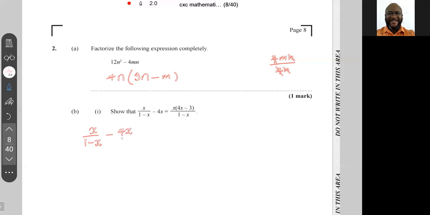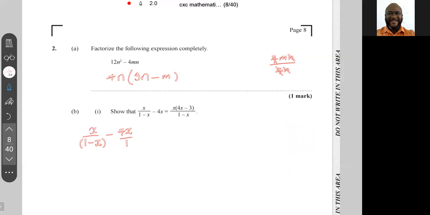What I would do is I would put this over 1 now, and I would put this in bracket. Now, when numbers are in a bracket, you must treat it as if it is a single number. When you have something in a bracket, you must treat it as if it is a single number. So this is the same as saying x over 1 minus x minus 4x over 1. It's the same thing as that. You're going to treat 1 minus x as if it is a single number.